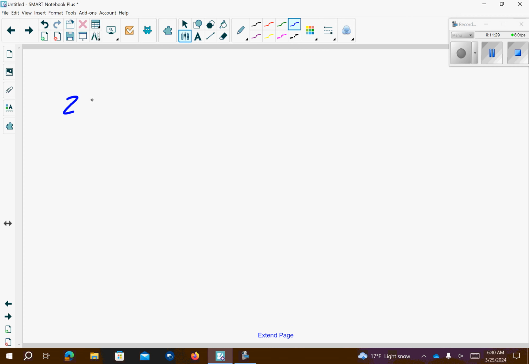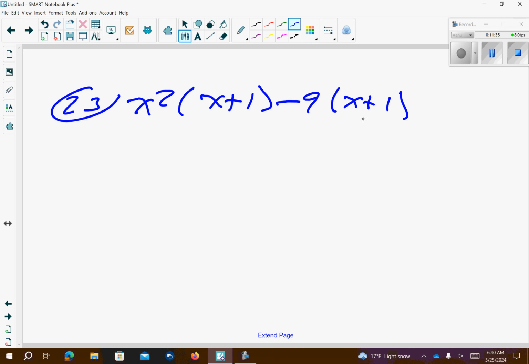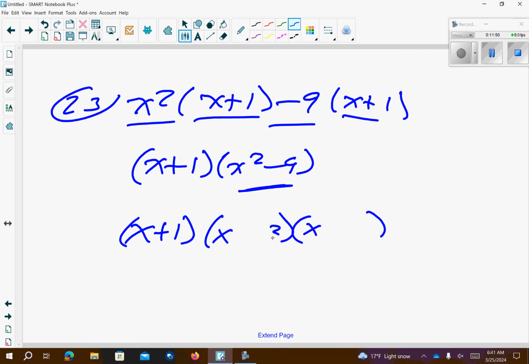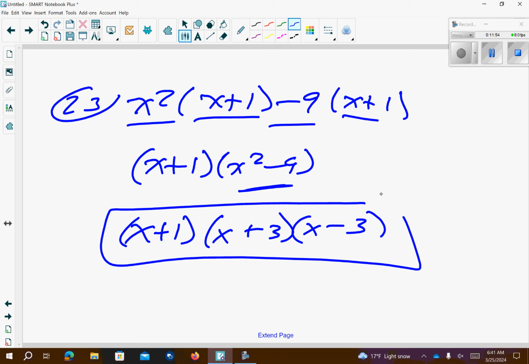And then 23, we have x squared times x plus 1, minus 9 times x plus 1. We have the x plus 1s that we can factor out. That leaves me x squared minus 9. If you leave it like that, you're going to miss 1 point. I can factor that out. That's two perfect squares separated by a negative sign. So just plus and minus. So the whole thing here is our answer.